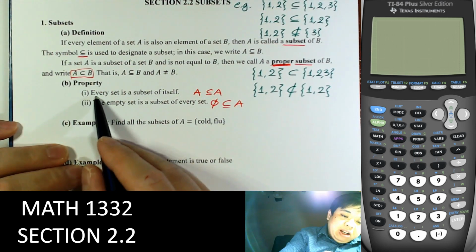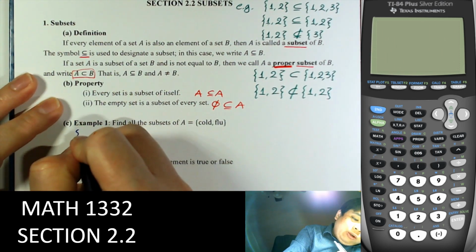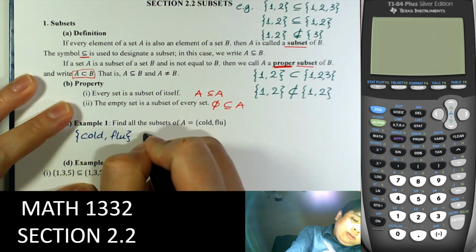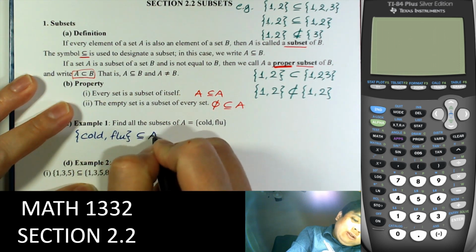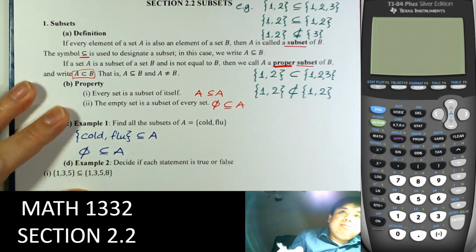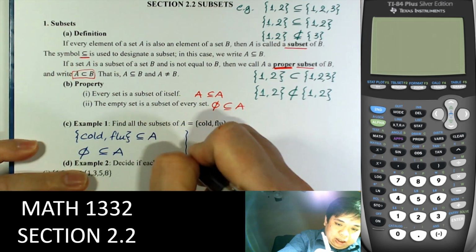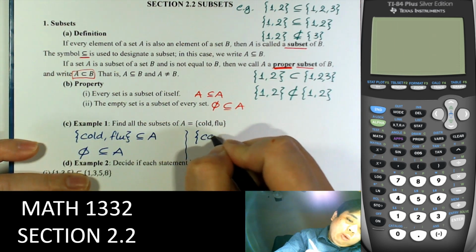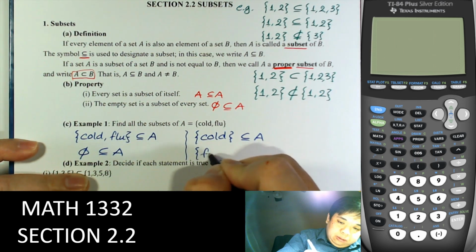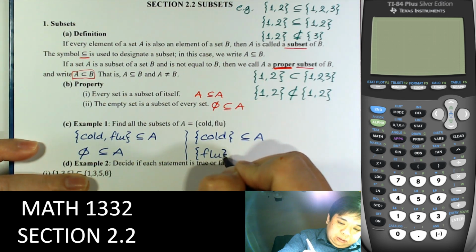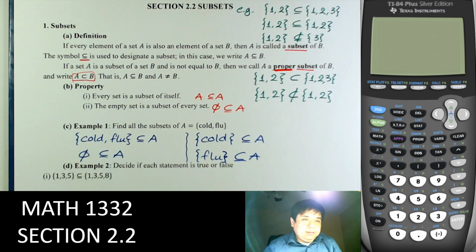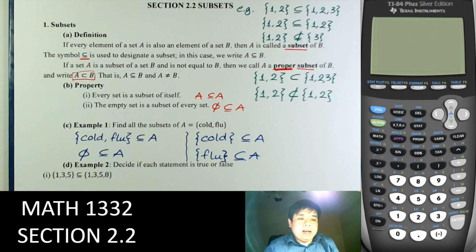Now, let's find all the subsets of the set A. Well, first of all, by this definition, the set A itself is a subset of itself. And then the empty set is a subset of A. So we have two of them. There will be two more, the sets of only one element. So each is a subset. So there are 4 subsets of A.